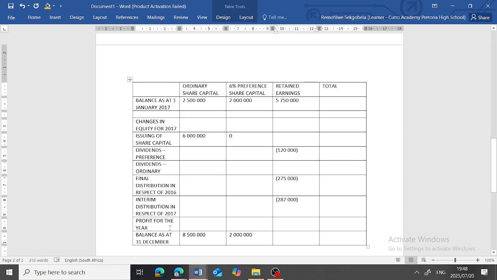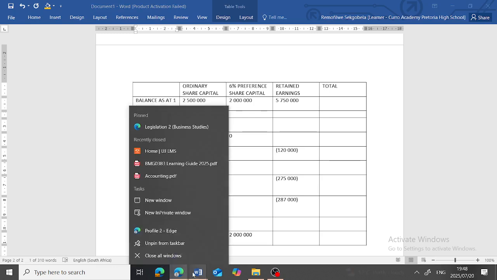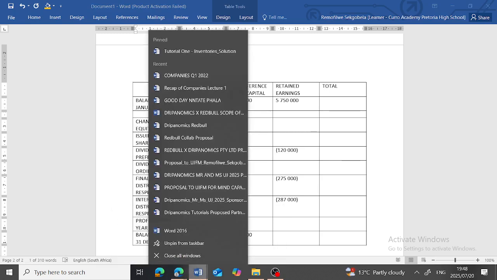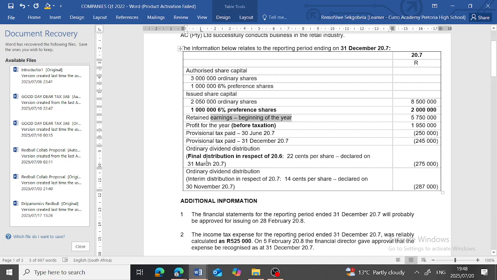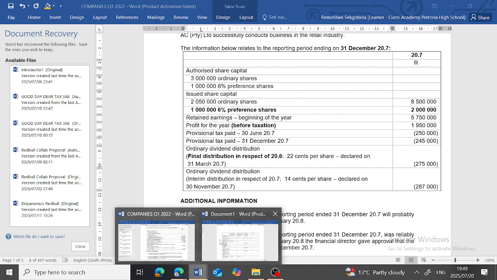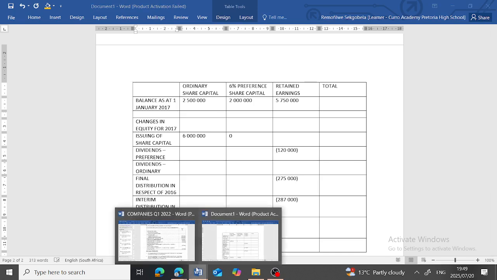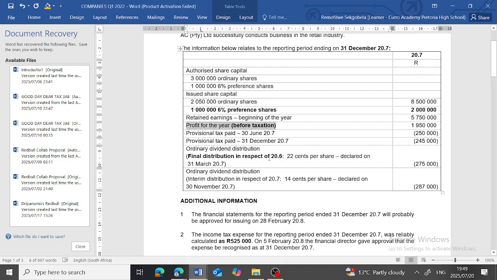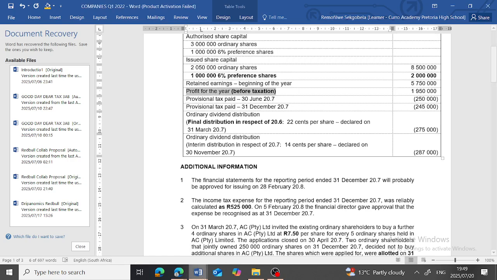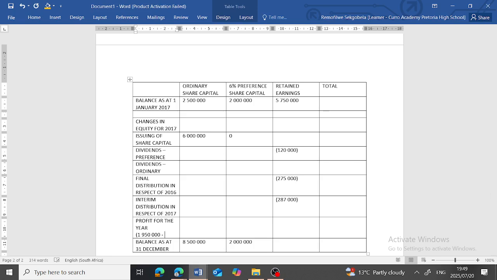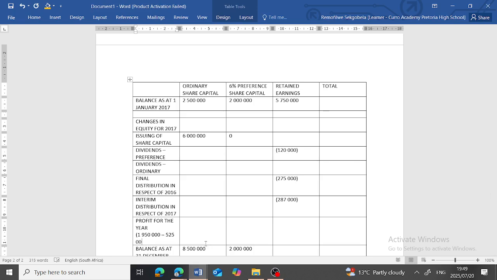And then our profit for the year, let's look at our information to calculate profit for the year. They tell us that our profit before tax is 1,950,000. So we're going to come here and say open brackets 1,950,000. We need to also calculate our tax so that we can get the amount after tax. Our tax amount, they tell us it's 525. So we're going to say minus 525, which then gives us a figure of how much?